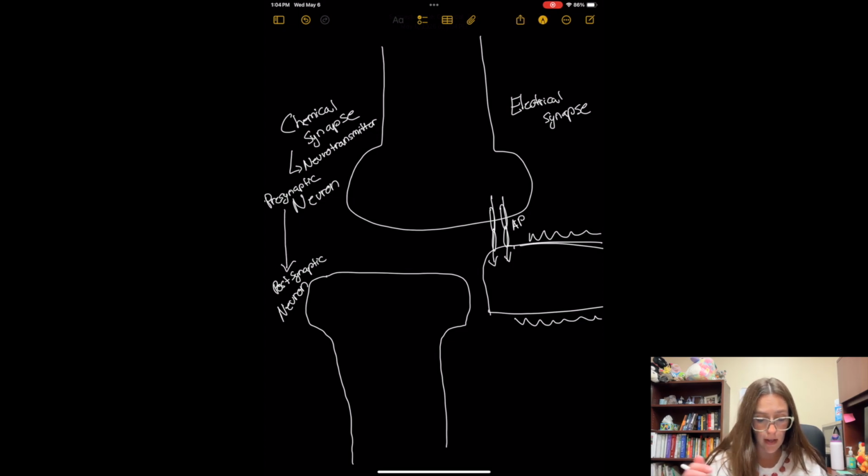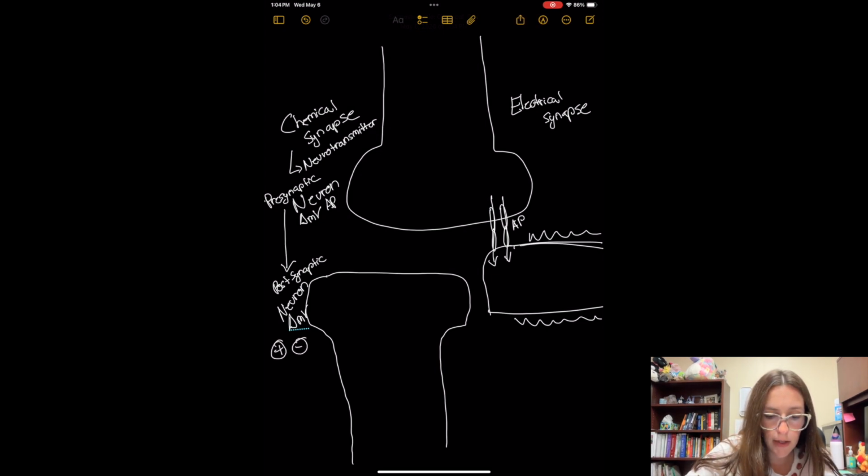You will see a potential. I'm going to see a change in voltage in my presynaptic neuron first, and then I'll see a change in my postsynaptic neuron. The presynaptic neuron is going to have that action potential, and so it's going to usually be a positive change. And then the postsynaptic neuron can be either a positive or a negative change, depending on if I want to make the cell more positive or more negative.